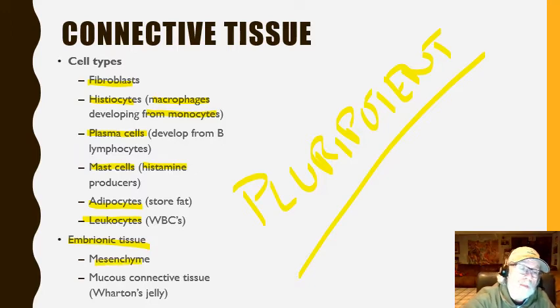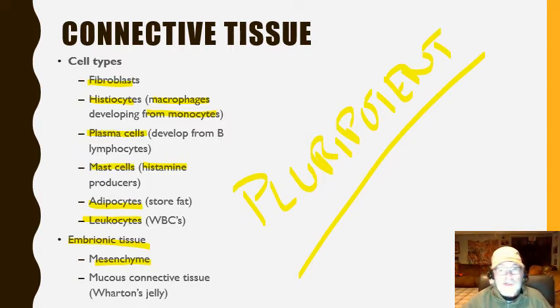And mesenchyme basically is some of this embryonic stem cell type of material that develops into connective tissue. Okay. One other thing down here, and I just put it down here for the heck of it, is mucous connective tissue, or Wharton's jelly. What we find is Wharton's jelly is found in one place. Usually, it's in the umbilical cord.